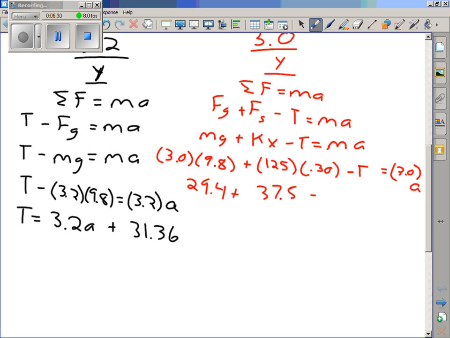Minus, now here's where we're going to substitute in, right? I'm going to put in a parentheses to make sure I emphasize. I'm going to have to distribute this negative. 3.2A plus 31.6 equals my 3.0A.